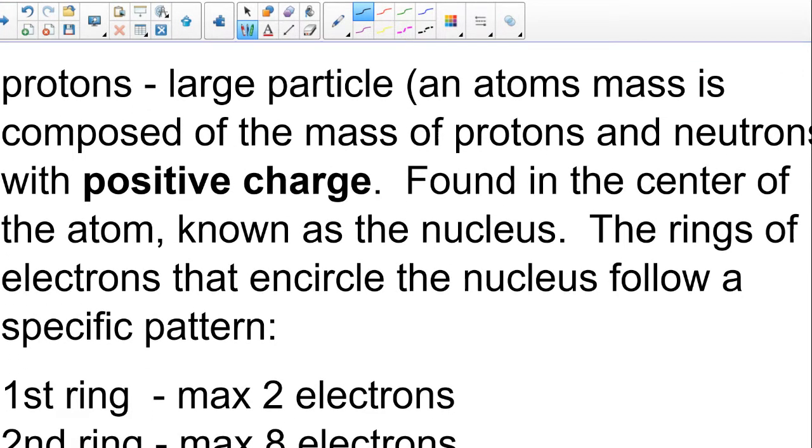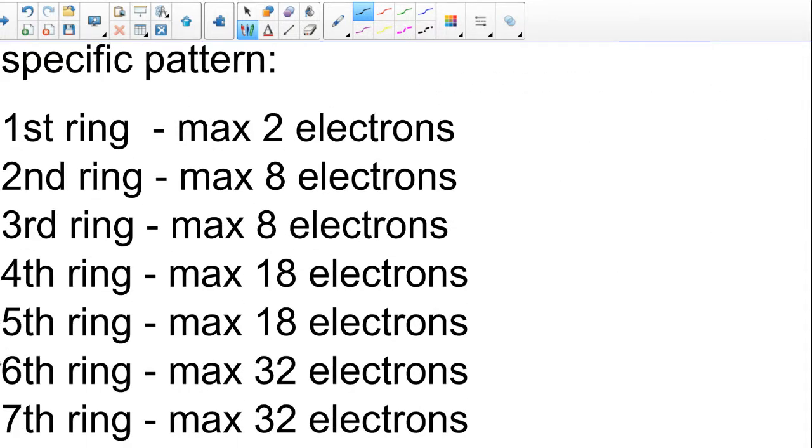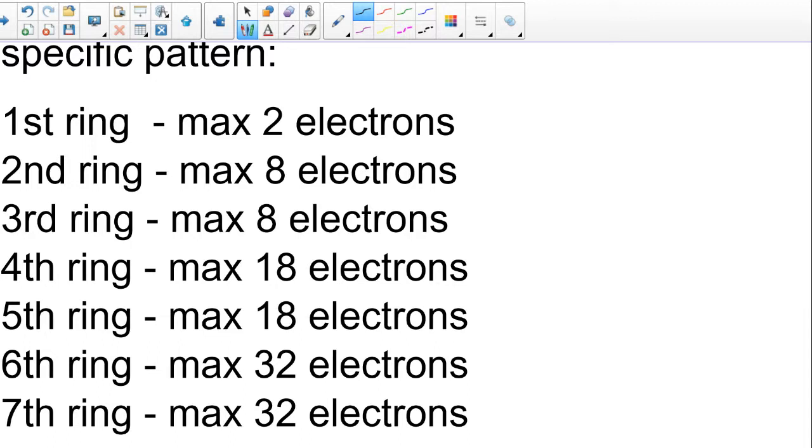Protons are large particles, and the atom's mass is mainly composed of the mass of protons and neutrons, and they have a positive charge. They're found in the center of the atom, known as the nucleus, and the rings of the electrons encircle the nucleus, which follow a specific pattern. Remember I talked about how there are certain energy levels? Well, these energy levels follow the number of electrons within each quantized shell.